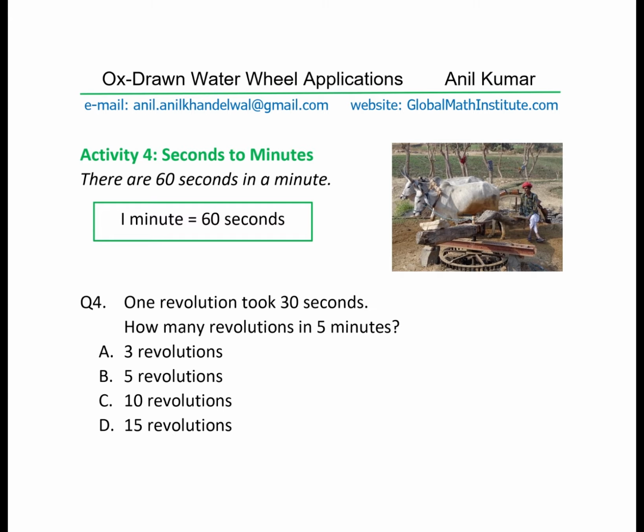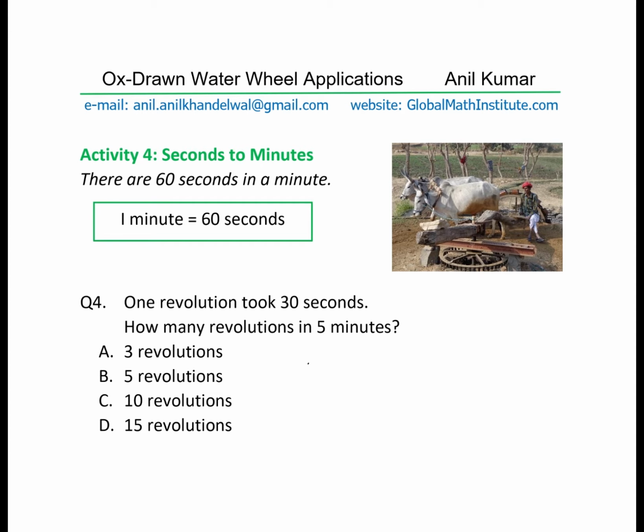With that in mind, let's move forward and take the next example. Activity 4. We'll now convert seconds to minutes, and you know 1 minute is 60 seconds. Now here is the information for you: there are 60 seconds in a minute, right? Now question number 4 here is, one revolution took 30 seconds, right? This is what we assumed. How many revolutions in 5 minutes? So you can answer this question. One revolution took 30 seconds. How many revolutions in 5 minutes?